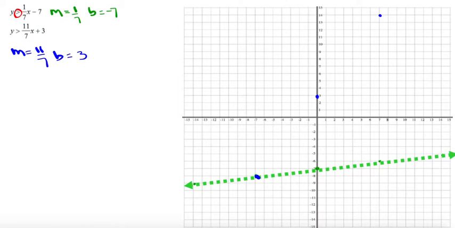Okay, so looking at what type of line I draw, look at my inequality symbol again, so I have greater than. Since there's no "or equal to," I know that I draw a dashed line, which means that I won't have a solution on the line. So I'm drawing a dashed line.